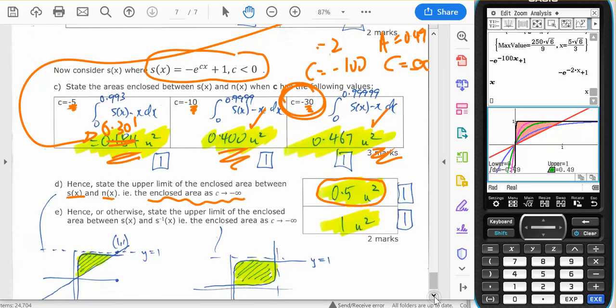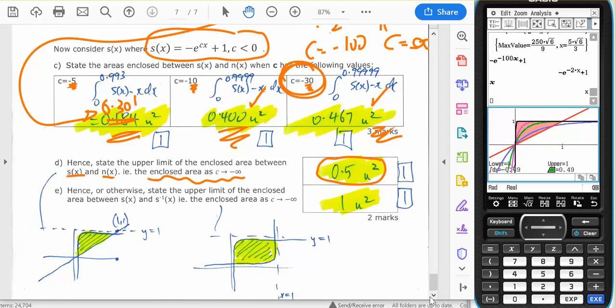And where do I get that from? This curve is getting closer and closer and closer to fill the triangle bound by the asymptote, the y-axis, and the line y equals x, and that area equals a half. So the upper limit of the area is going to equal the area of the triangle, a half.